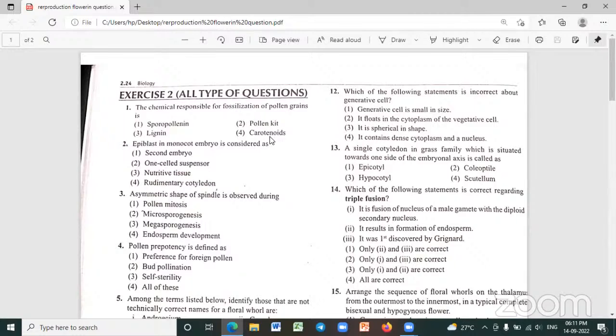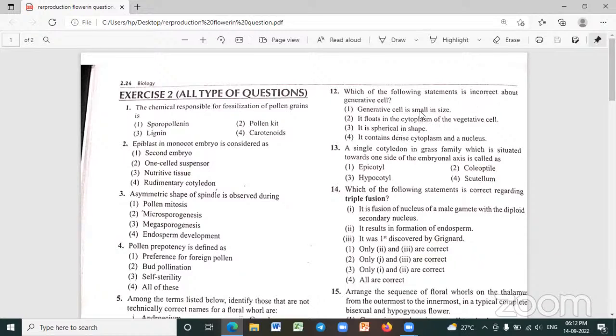Any doubt in this area, up to 10, 11 questions? Okay, we will pass on to the next one, the 12th one. Which of the following statements is incorrect about the generative cell? Already you know about generative cells. The generative cell is small in size, isn't it? It floats in the cytoplasm of the vegetative cell. It is spherical in shape. It contains dense cytoplasm and a nucleus. Which one is the incorrect statement they told?